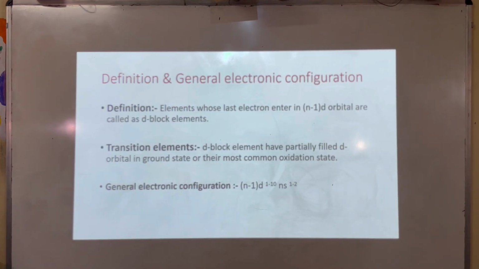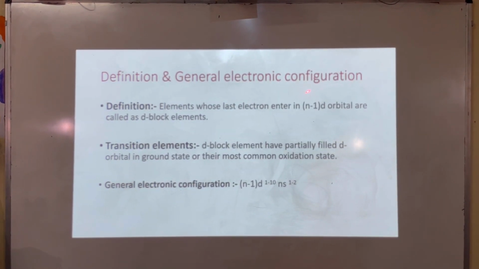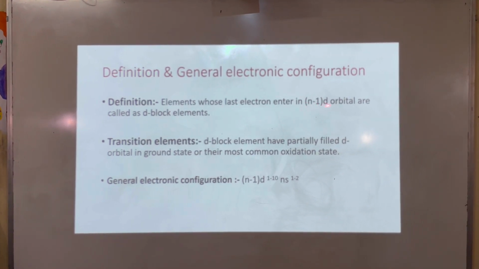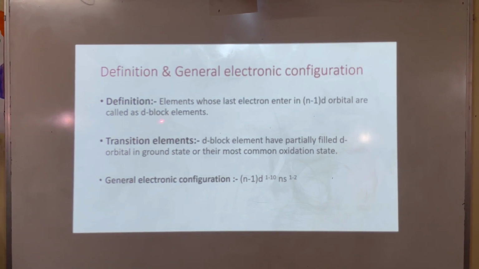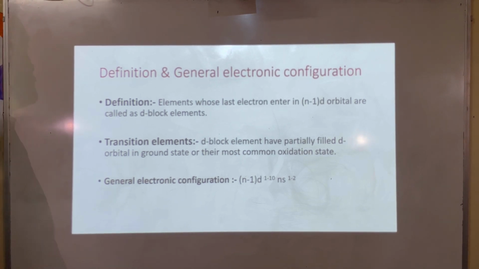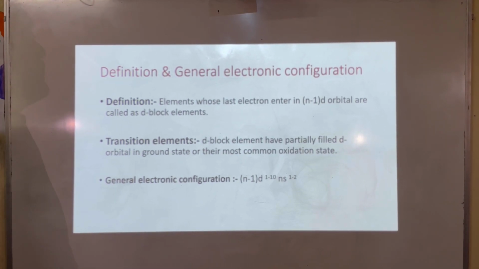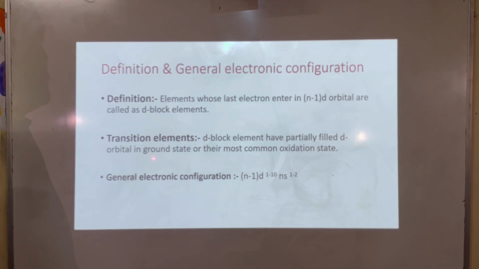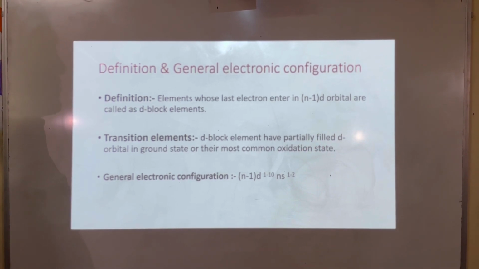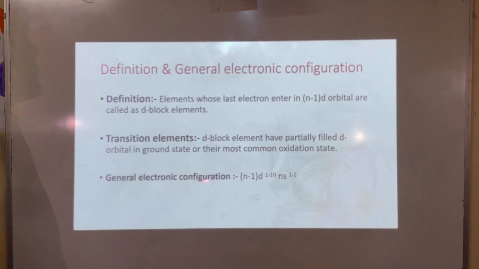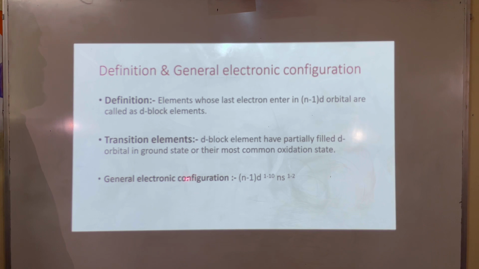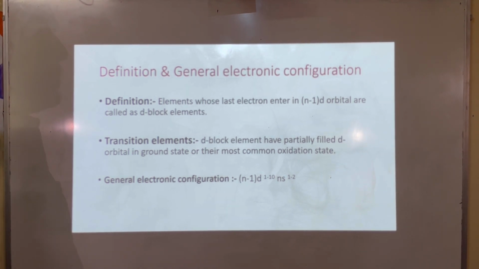D block elements, definition and general electronic configuration. Elements whose last electron enters the n-1 d orbital are called D block elements. They are also called transition elements, having a partially filled d orbital in the ground state or in their most common oxidation state. This is the general electronic configuration of D block elements: (n-1)d1 to 10 ns1 to 2.